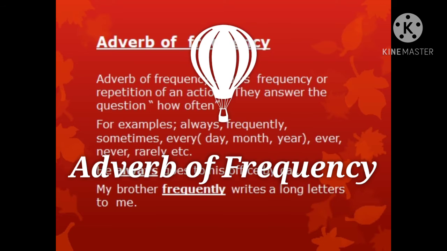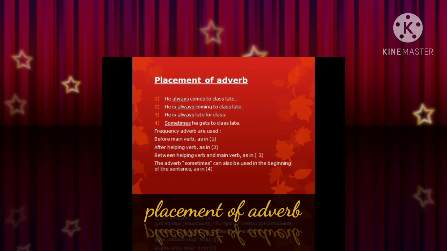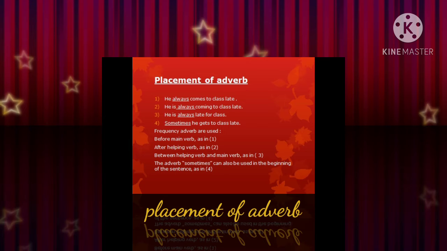Placement of adverb, where we place and how we use adverbs in the sentence. For example, look at these four examples. He always comes to class late. He is always coming to class late. He is always late for class. Sometimes he gets to class late. In the first sentence, he always comes to class late.